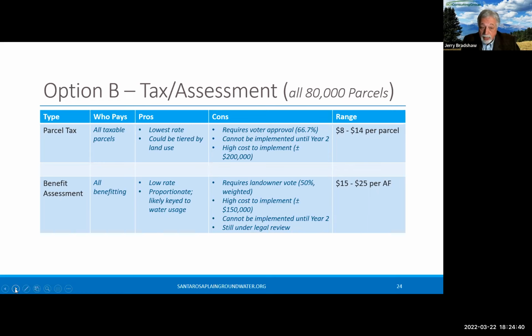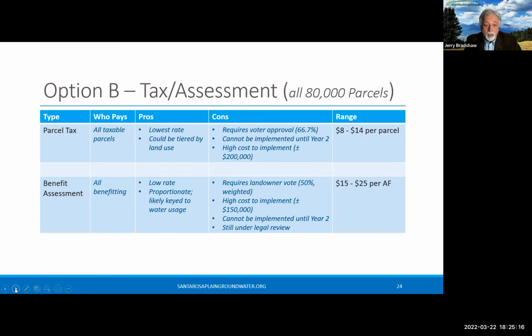There is a proportionality requirement in law for benefit assessments, so the per acre foot approach is probably the fairest way to achieve that proportionality. This also requires voter approval, although it's not a registered voter election that you would see in your November packet. This would be a landowner mail-in ballot election. It requires 50% to have it approved. It also has a high cost to implement, upwards of $150,000. Again, not currently in the budget. And again, probably would not get approved this year. It would be a year delayed.